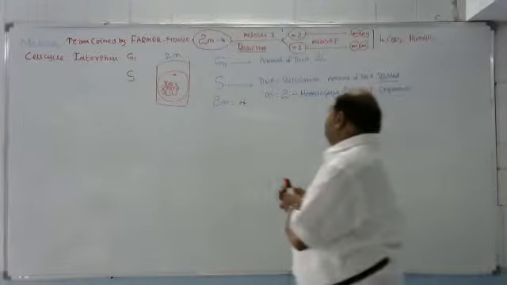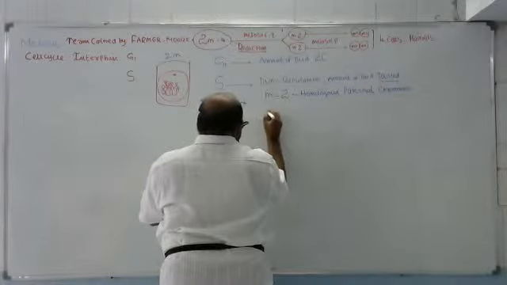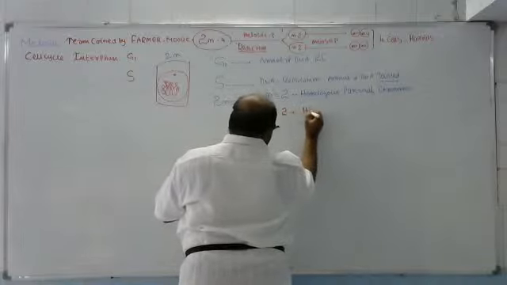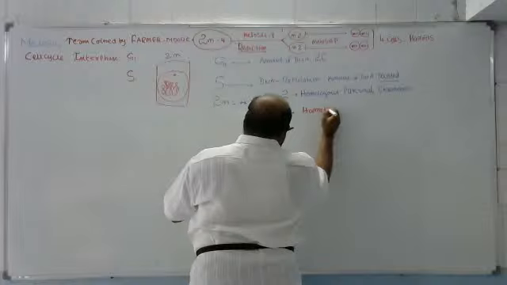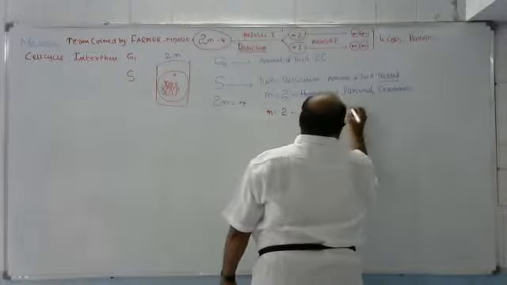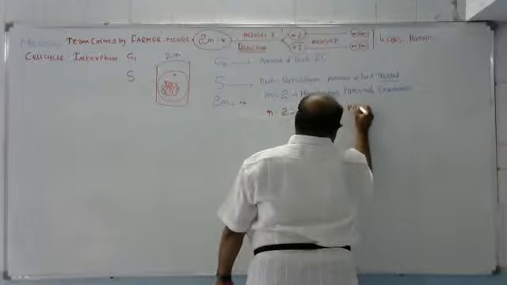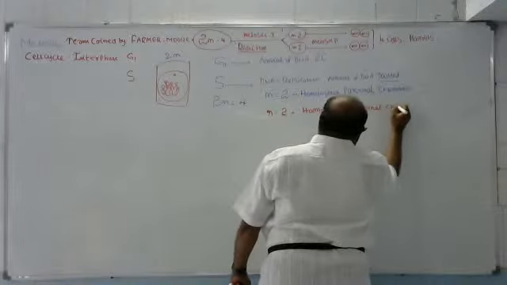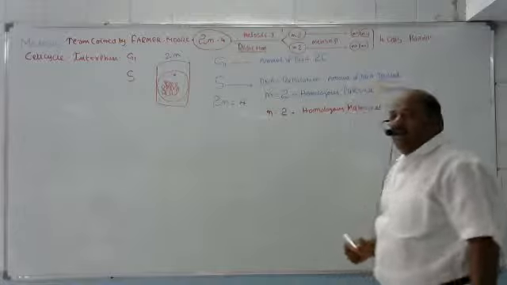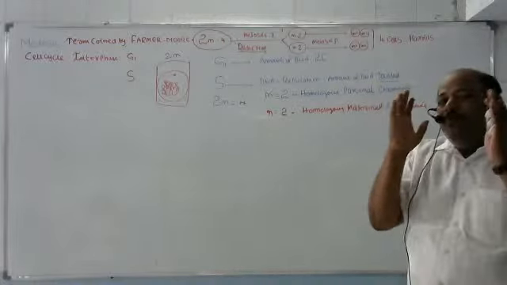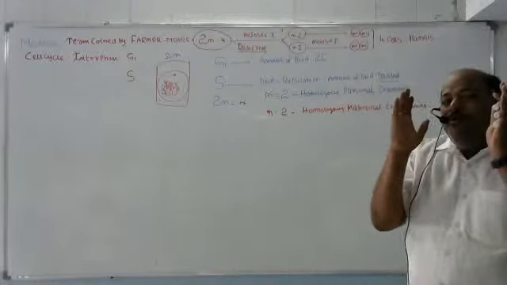Another n is there. That is also how many chromosomes? 2. Now the remaining 2 chromosomes, half of that, are a concern for the mother, meaning female. They are called homologous maternal chromosomes. Term is there, homologous.